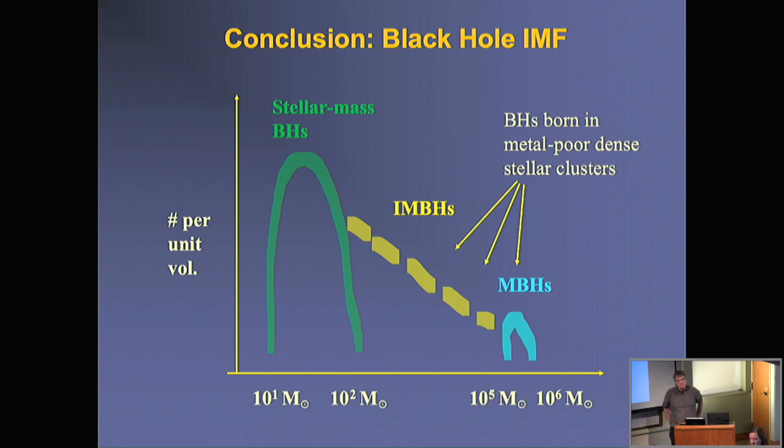Do you foresee a better path to testing this origin using LISA, gravitational waves, or electromagnetically using JWST? Because in principle, you can see electromagnetically the progenitor or supermassive star. So yeah, I think actually both of those are interesting. I don't know which is better.